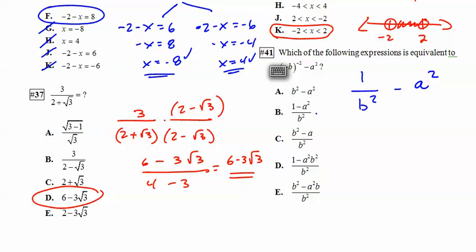Looks like they went with the common denominator because I don't see it here. So times b squared, or b squared. 1 minus a squared b squared all over b squared.